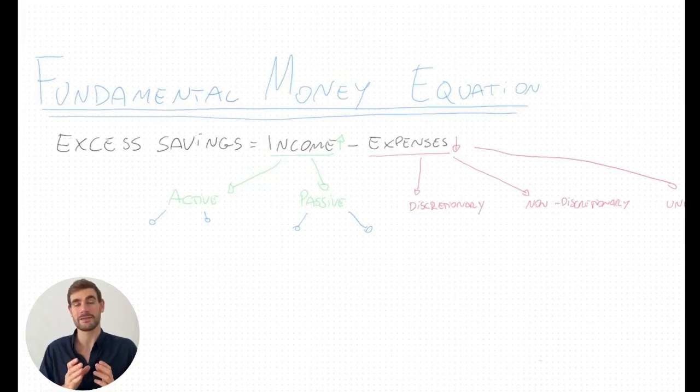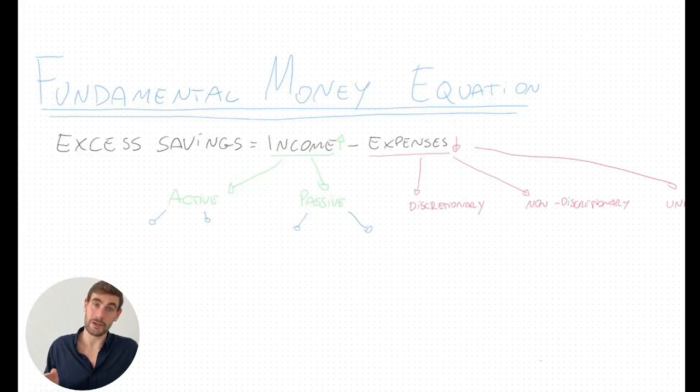That is the key output of the equation. In order to increase this excess savings, there are two main inputs: the income and the expenses. There are no other inputs that can change your monthly excess savings. So our choices are quite limited. We either increase our income or decrease our expenses. Even better if we can do both.